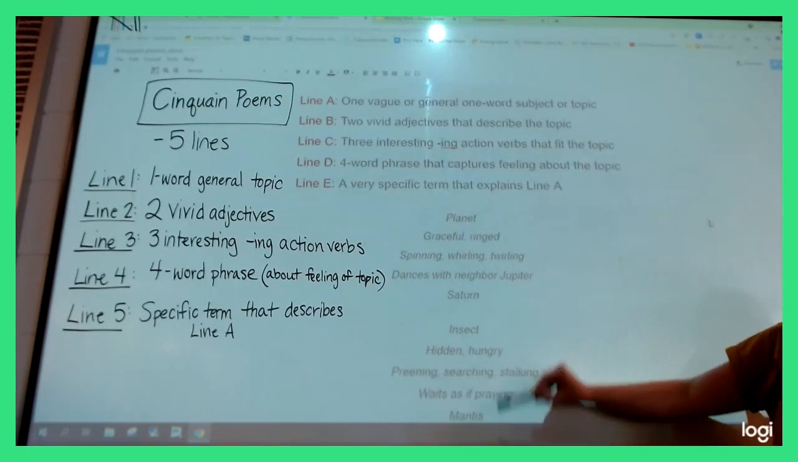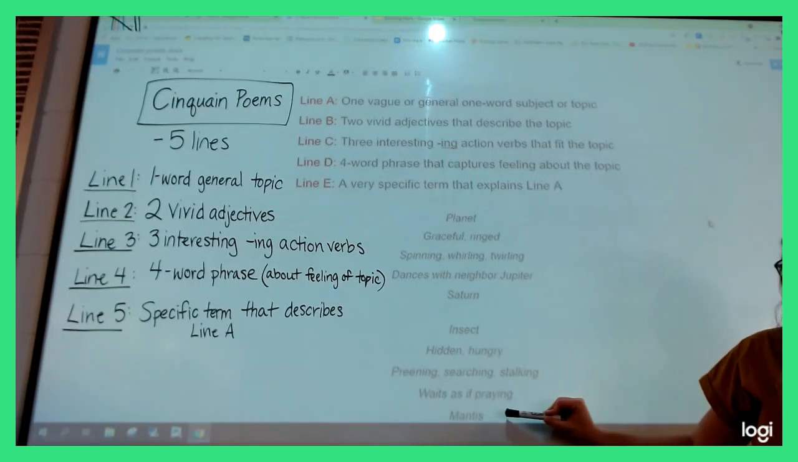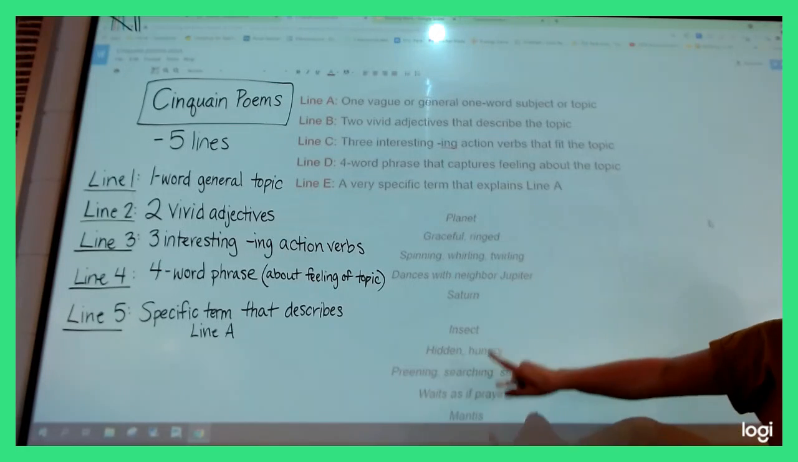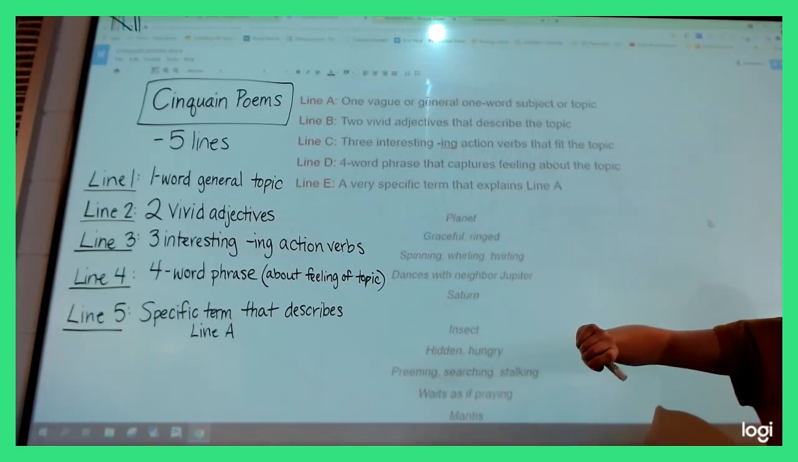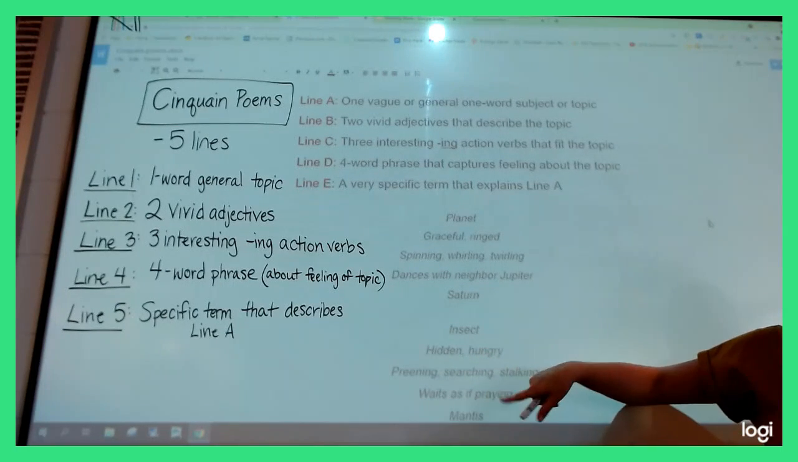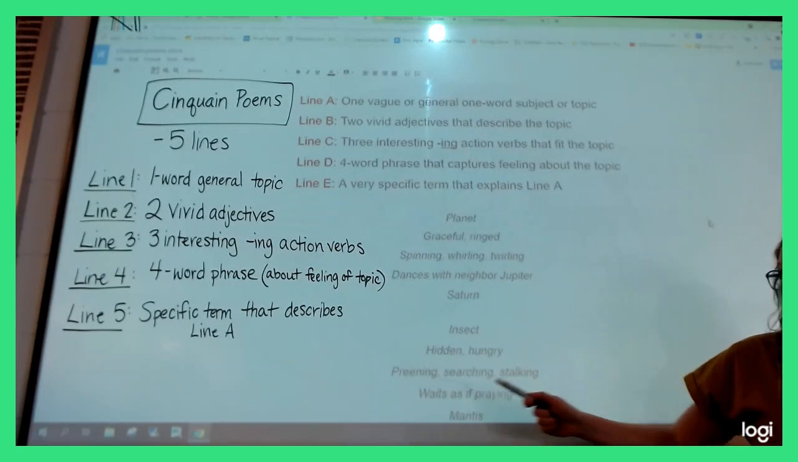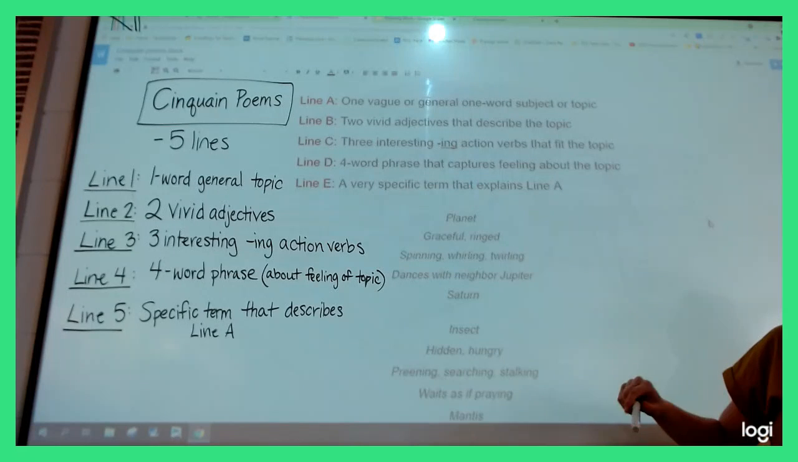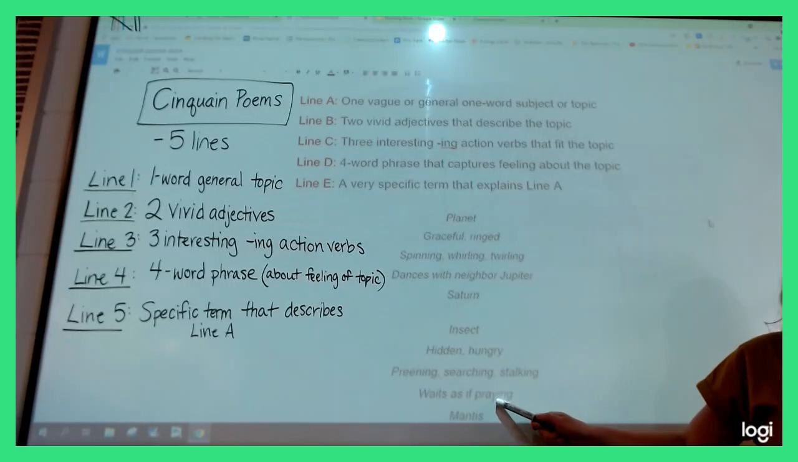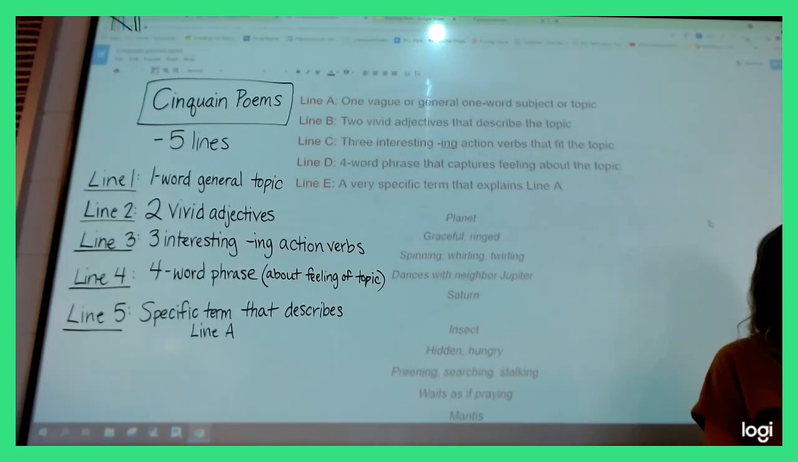Okay, so let's look at the top and bottom line first. Their general topic is insect. What is the specific term they chose to go with it? Hudson? Praying mantis. Now their second line, they have to give 2 adjectives to describe insect. So they said hidden and hungry. Those are good ones. Then we have 3 words that are -ing action verbs: preening, searching, stalking. And then we have a 4-word phrase: waits as if praying. And their very specific term that describes their topic is a mantis. Okay? So now I will take questions.